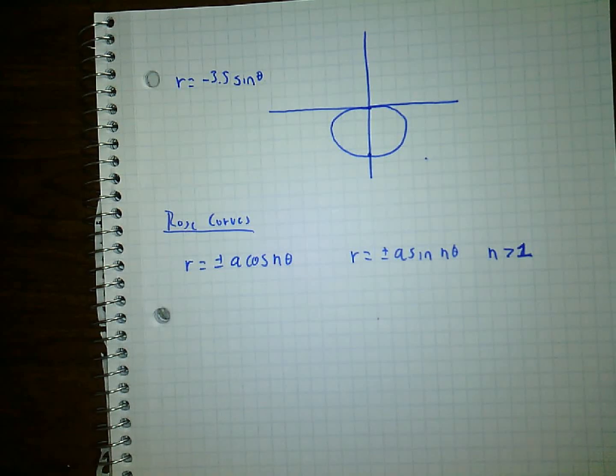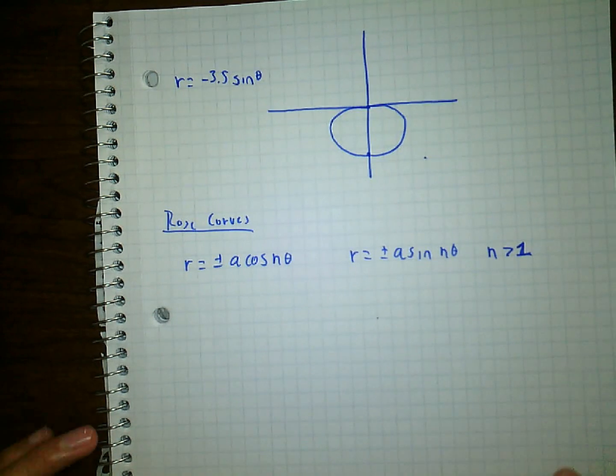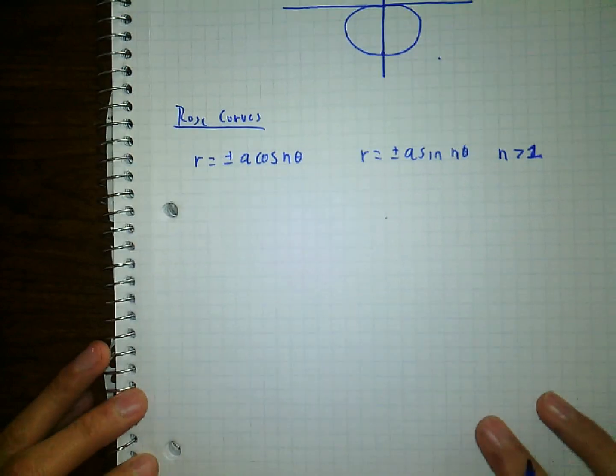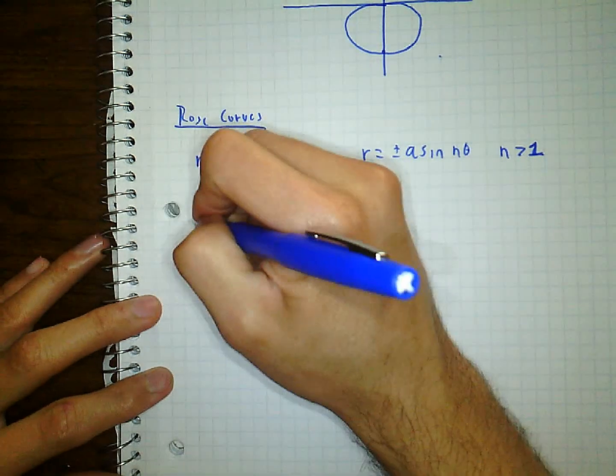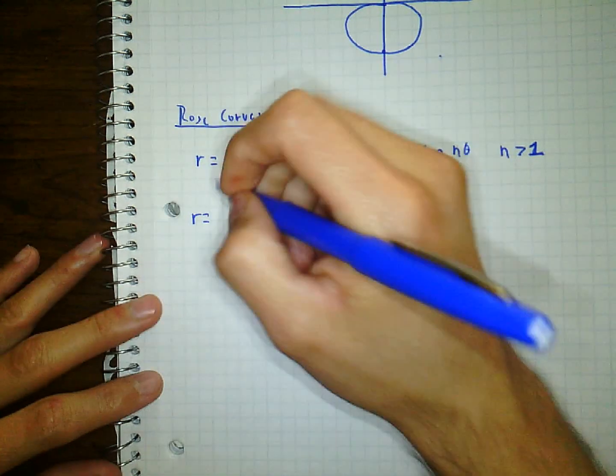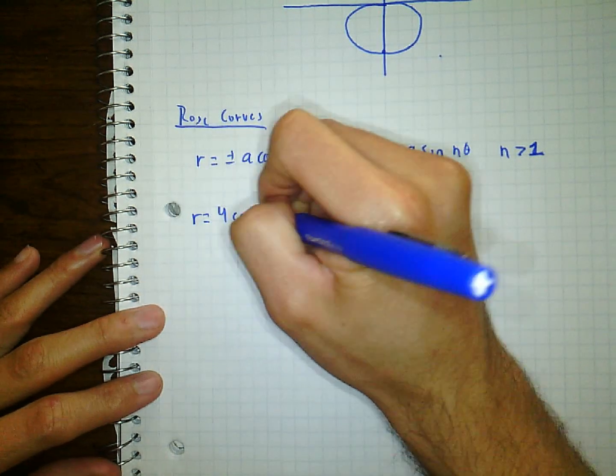Okay. So let's talk about what these things look like and some strategies that I can give you in order to graph this. These are going to be a little bit more intricate. Circles were the simpler of all the graphs we're going to talk about. So let's just jump into an example to see what happens. Let's say that we have r equals 4 cosine 2 theta.